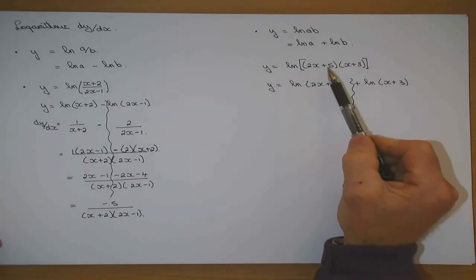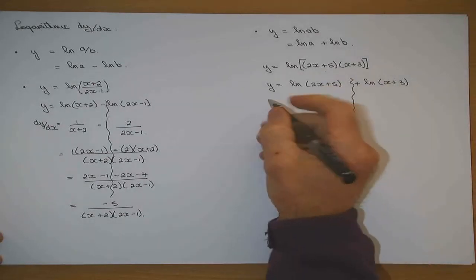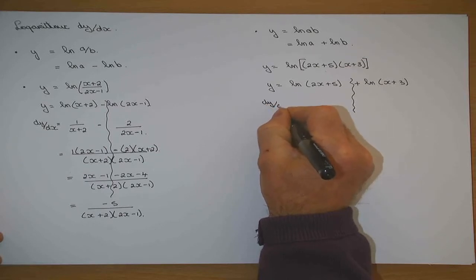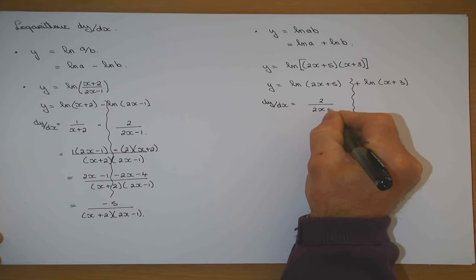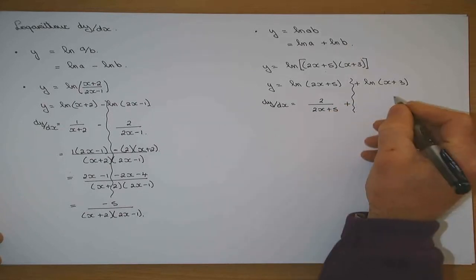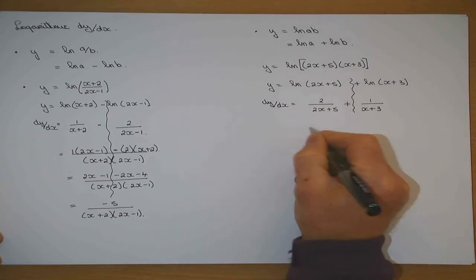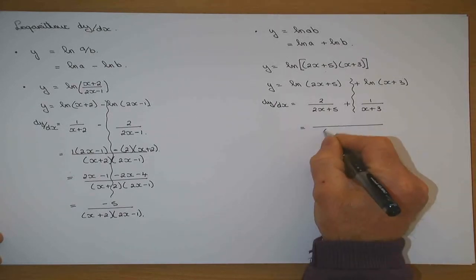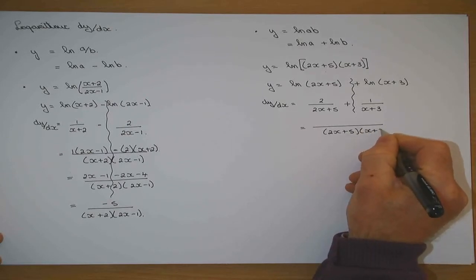Otherwise, I would have had to let that be u. And how would I have differentiated u? A product rule. Then dy dx is equal to, the log of 2x plus 5 is a little chain rule, 2 over 2x plus 5, plus the log of x plus 3 is 1 over x plus 3. Which is all over, it's just algebra now, 2x plus 5 times x plus 3.